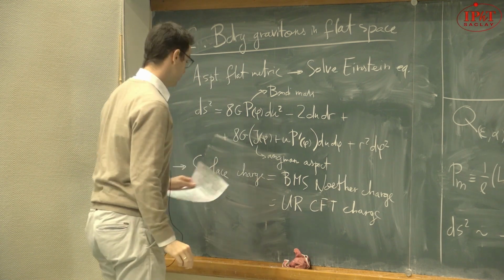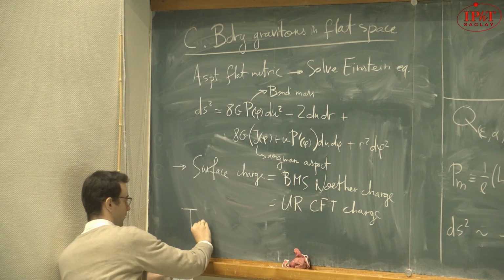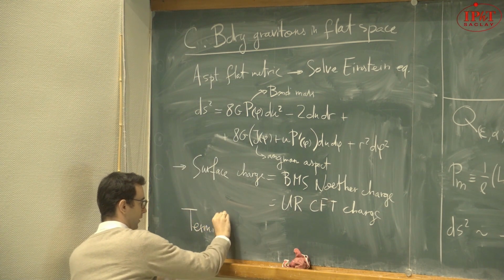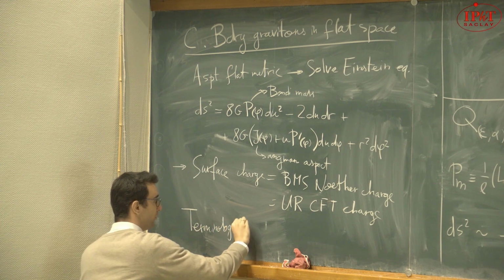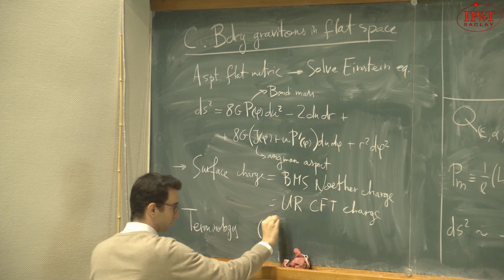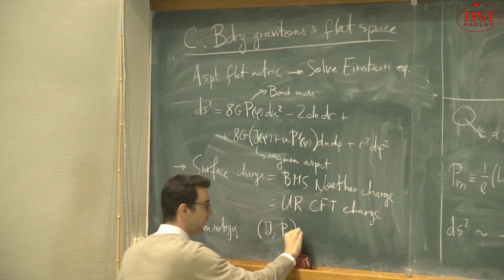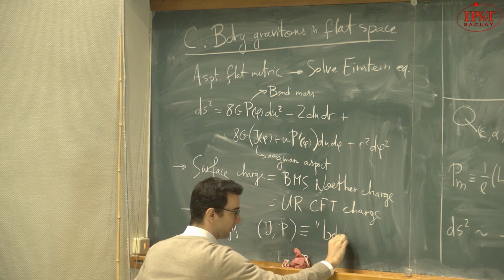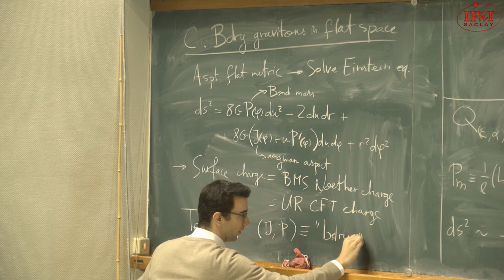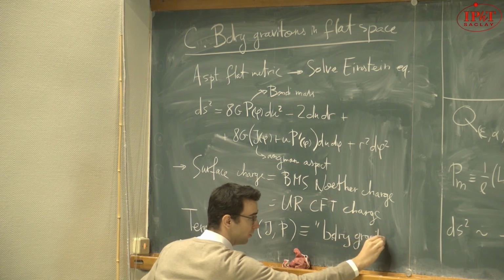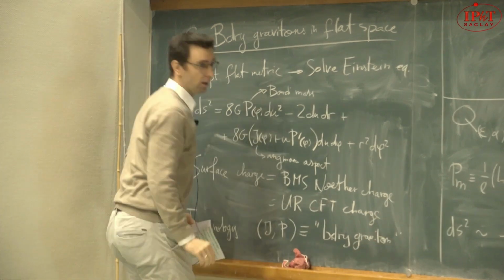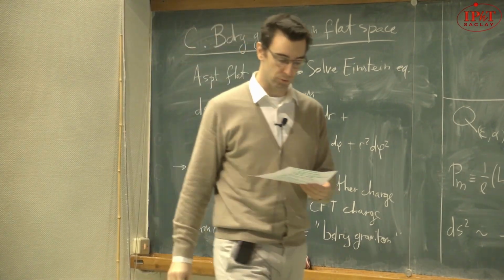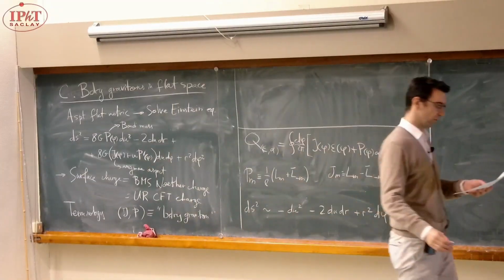And so the terminology is that I'm going to refer to the pair J, P, so a function J and a function P, as what I'm going to call a boundary graviton. I believe the same, well, actually the same terminology is used in AdS3 as far as I know, where the stress tensor of the CFT on the boundary, you would call that a boundary graviton.